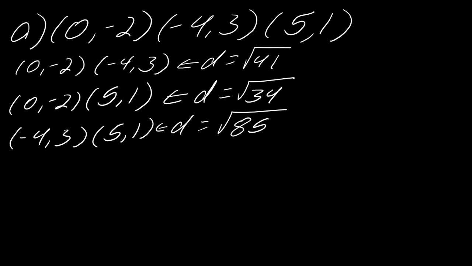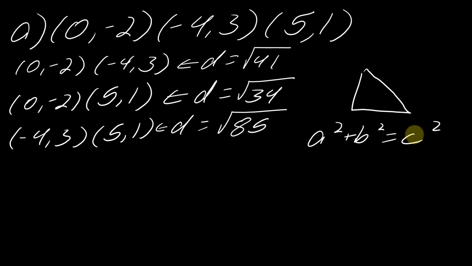All right, so step one of this is to find the distance between each possible pair of points. The idea here is we're trying to figure out if these make sides of a right triangle. And the thing about a right triangle is that it has our old friend, the Pythagorean theorem: a squared plus b squared equals c squared. So if I have this relationship, then I know I've got a right triangle.